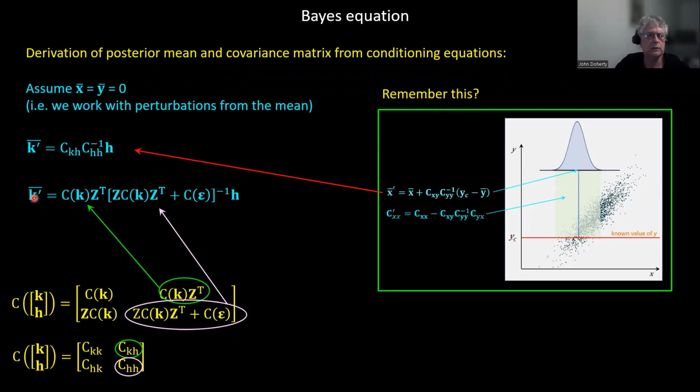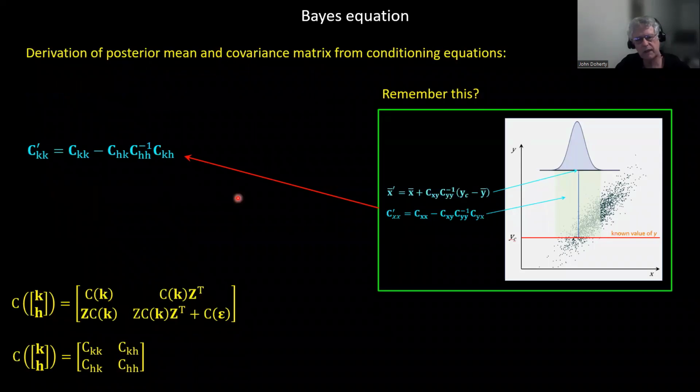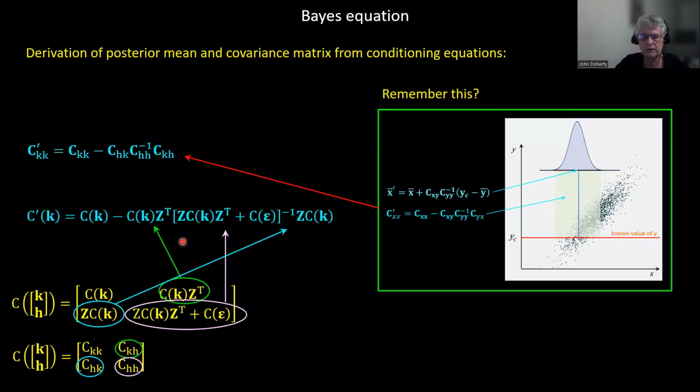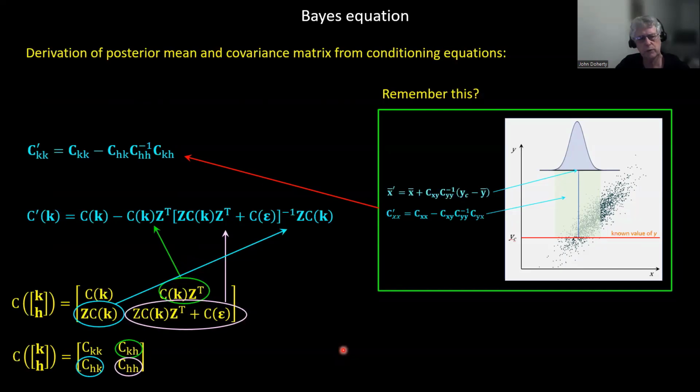The conditional mean of K as calculated from H, conditioned by H. Same thing if I want to work out the posterior covariance matrix of K. There's the equation, use the correct subscripts, get the matrices from down there, and there it is again, my Schur complement representation of the posterior covariance matrix of K. So there we are, we can derive those equations from first principles.